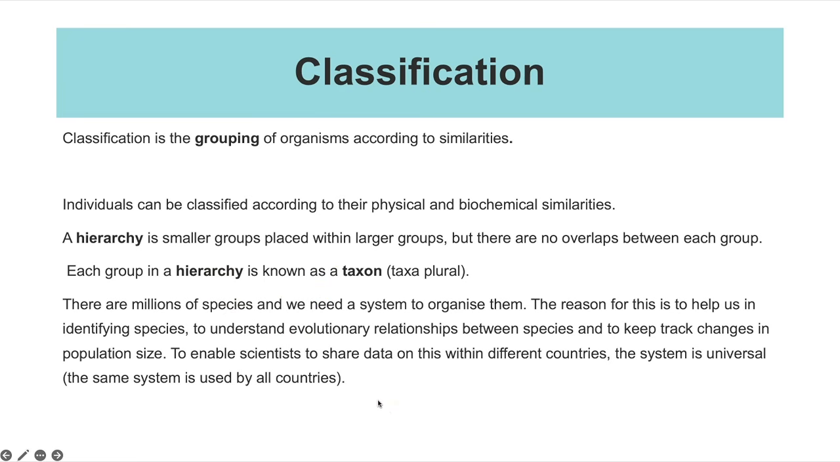There are millions of species, and the reason we use classification is so that we have a system to organise them. And the reason for this need to organise them is to help us in identifying species, and that will help us to understand evolutionary relationships between species and to keep track of changes in population size. And it also enables scientists to share data on these different groups within different countries because the classification system is universally used.